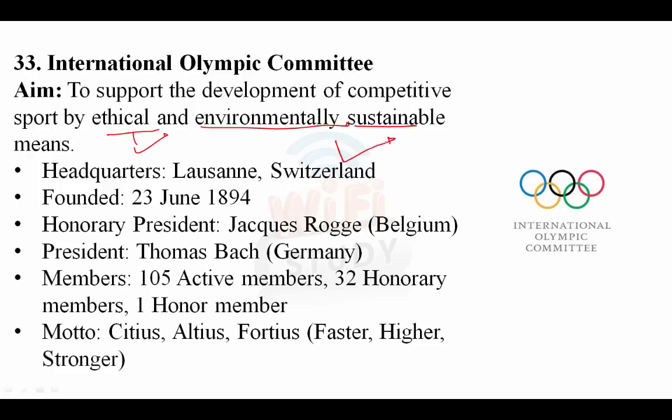The headquarters of this organization, that is IOC, is in Lausanne, that is in Switzerland. This organization was formed on 23rd June 1894. Honorary President is Jacques, President is Thomas Bach. There are 105 active members and 32 honorary members and 1 honor member. And the motto of this organization is Citius, Altius and Fortius, that is faster, higher and stronger. So from this part you have to remember its headquarters, its president name, its members and its motto. These are the 4 things which are important for your exam.